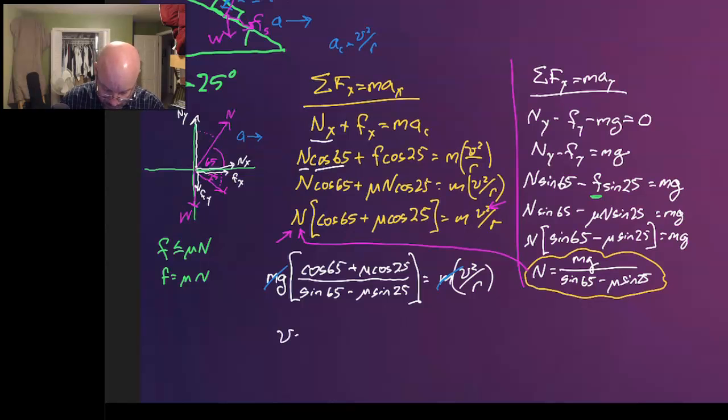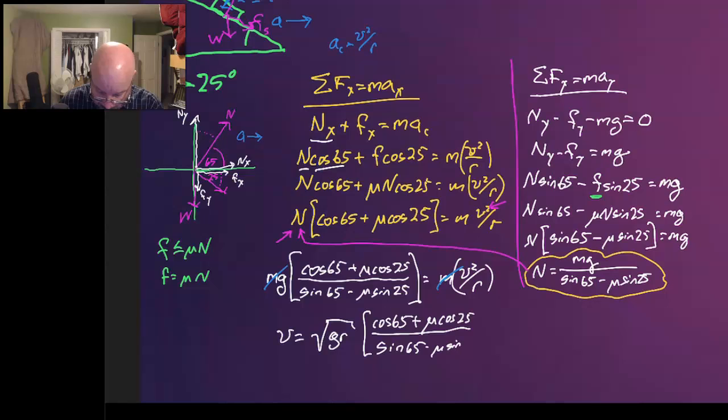And the v is actually going to be the square root of g times r, and then the square root of all this stuff: cosine 65 plus mu cosine 25, divided by sine 65 minus mu sine 25, to the 1/2 power. Okay, so that's my expression for my velocity.